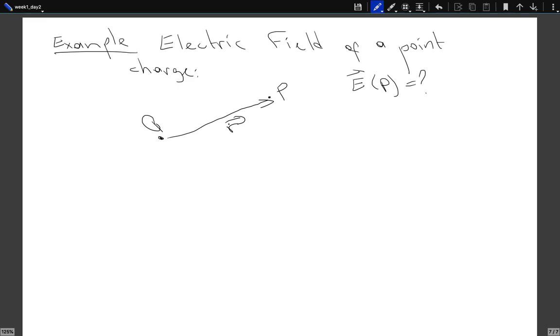Well, to calculate the electric field, we will just use the definition. I will put a test charge over there. What will be the force that the test charge will feel? Okay, somebody? I put a charge Q. I have a capital charge Q over here. What will be the force that that test charge will feel?